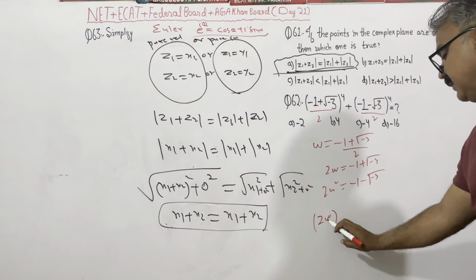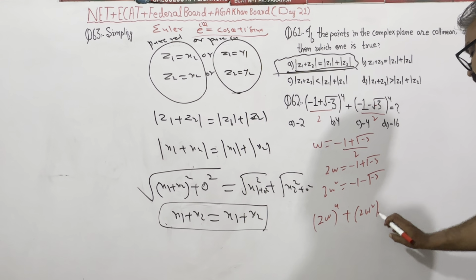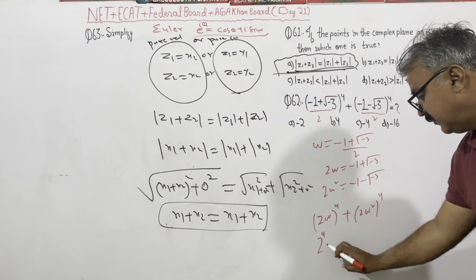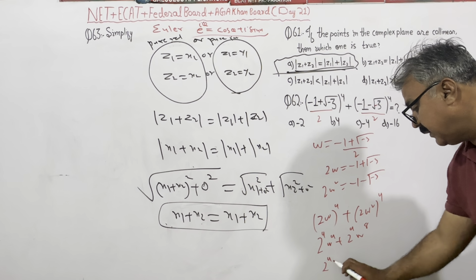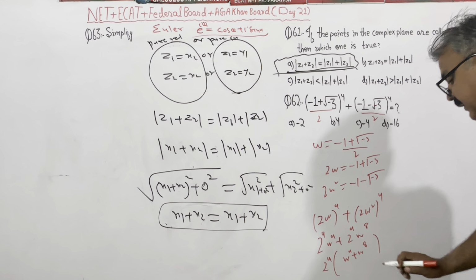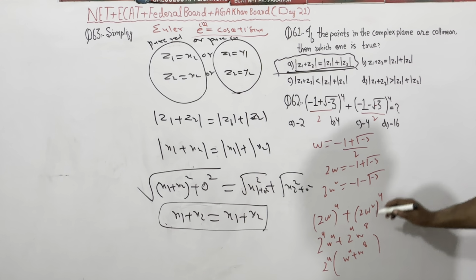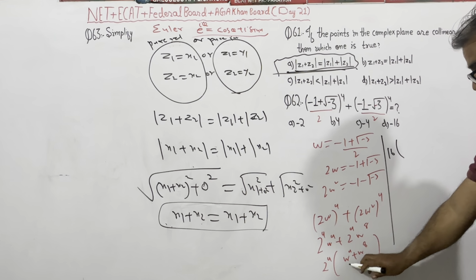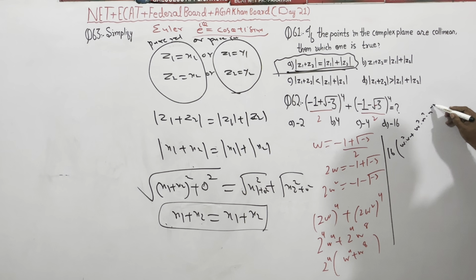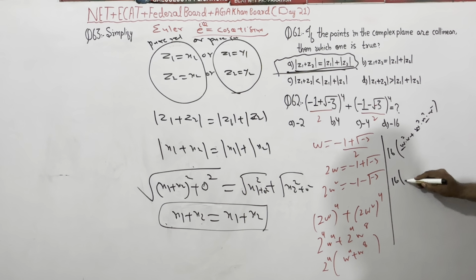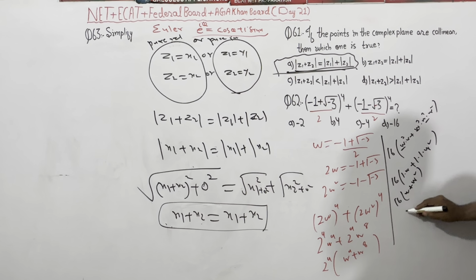It is equal to (2 omega) raised to 4 plus (2 omega square) raised to 4. Now distribute the power: it becomes 2 power 4 omega power 4 and 2 power 4 omega power 8. 2 power 4 is common, so what remains is omega power 4 plus omega power 8. We are familiar that omega cube is equal to 1; that's the key here. 2 power 4 means 16. Omega power 4 can be written as omega cube into omega, and omega power 8 can be written as omega cube squared into omega square. Since omega cube is equal to 1, we have 1 times omega plus 1 times omega square, so 16 times (omega plus omega square), which is equal to minus 1. So minus 16 is the right option in that case.